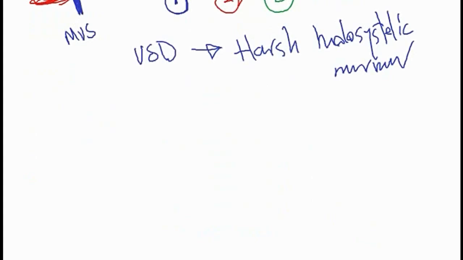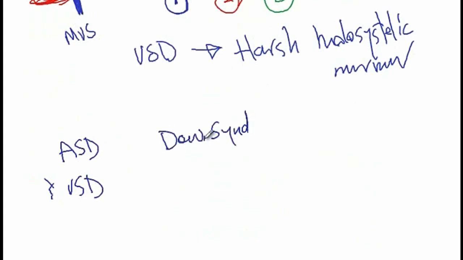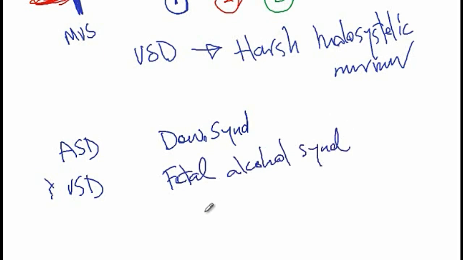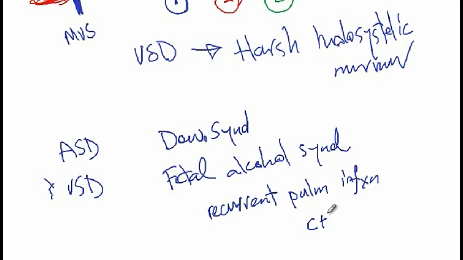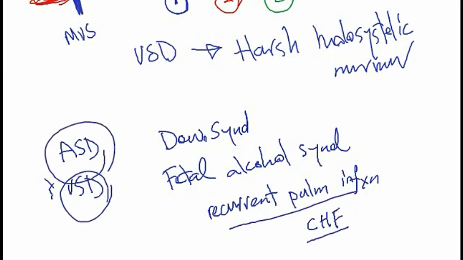So common causes of ASD and VSD include Down syndrome, as well as fetal alcohol syndrome. And these patients usually present with recurrent pulmonary infections, and that is due to pulmonary congestion. And since there is also overload of blood in the left ventricle, they also develop congestive heart failure. So recurrent pulmonary infections and congestive heart failure are commonly associated with VSD and ASD. And that concludes our discussion.